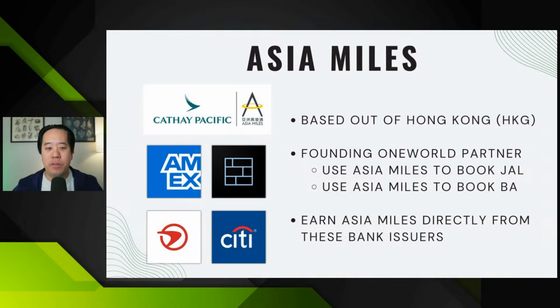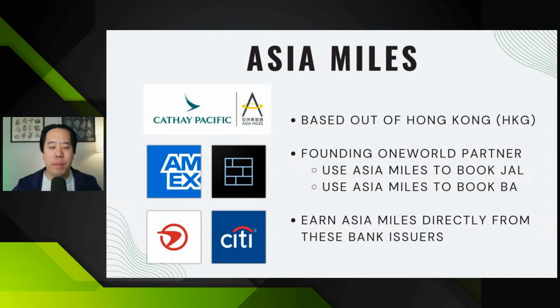So for this particular scenario, you can see that Asia Miles transfers from American Express, Bilt, Capital One, and Citi. And so those are the 4 issuers that earn Asia Miles directly from those particular bank issuers.